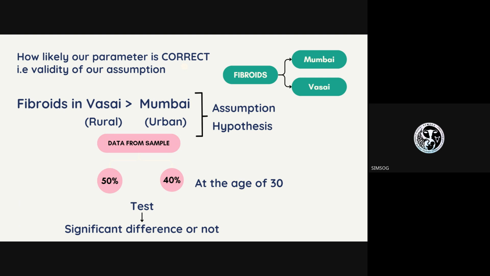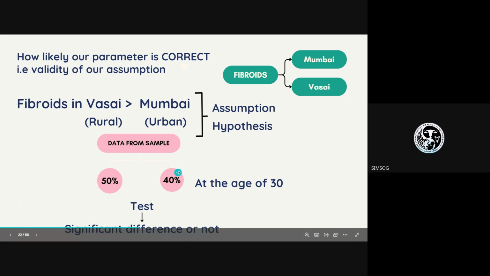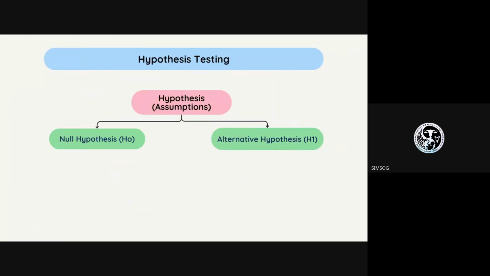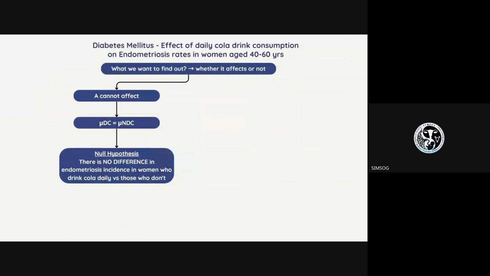Okay, so here we'll carry out a test. Let's say here maybe it would be a chi-square test. Okay, and then that test will find out a chi-square value and a p-value, and then we'll find out whether there's a significant difference or not. Okay, so that's what we spoke about a while back.